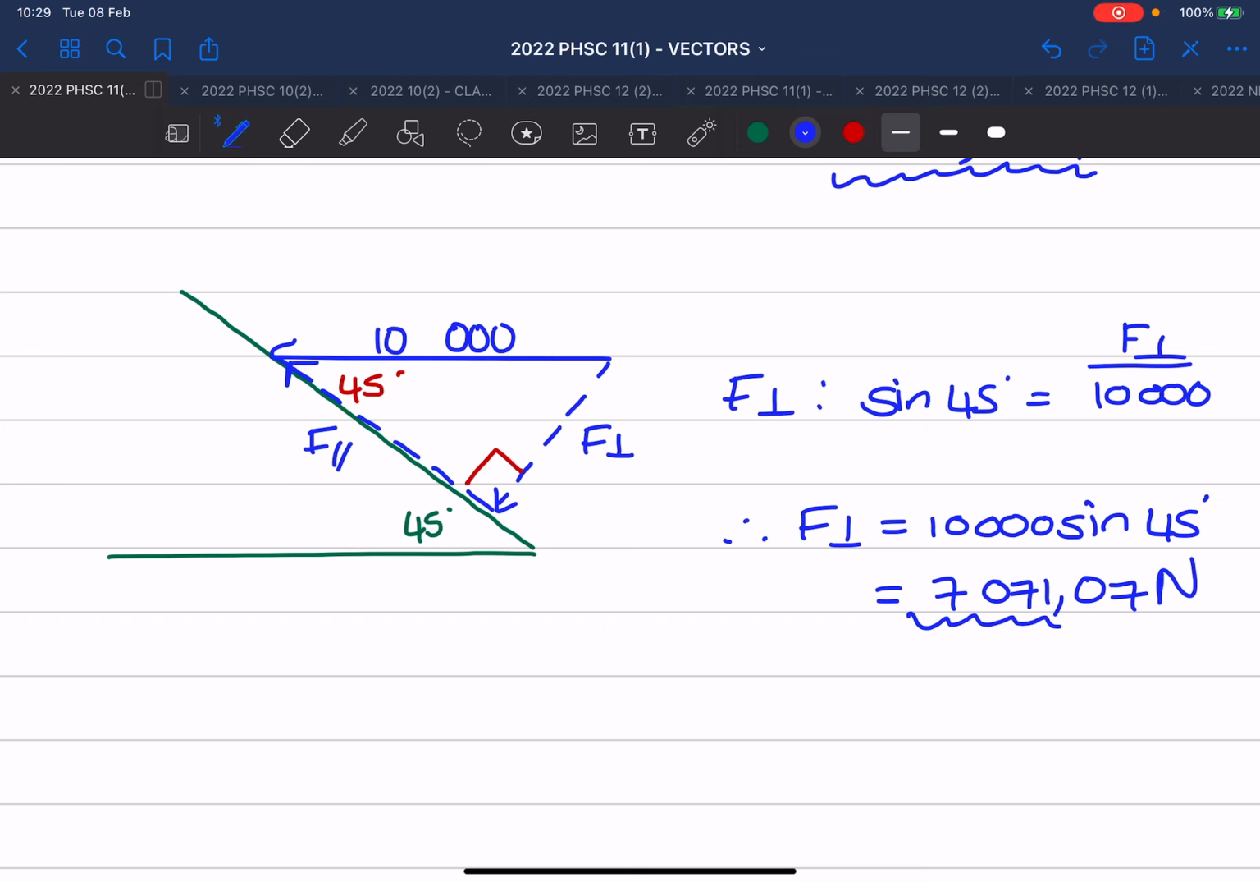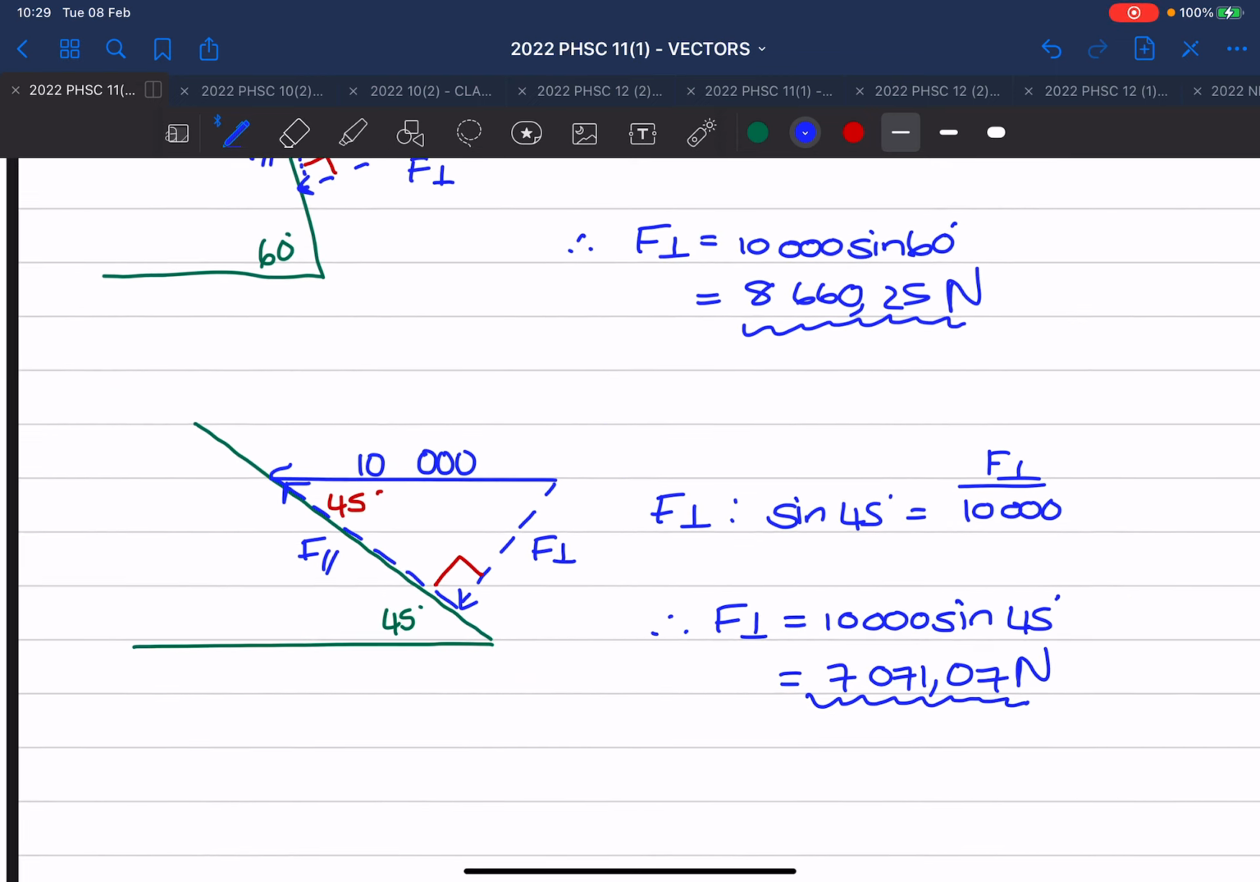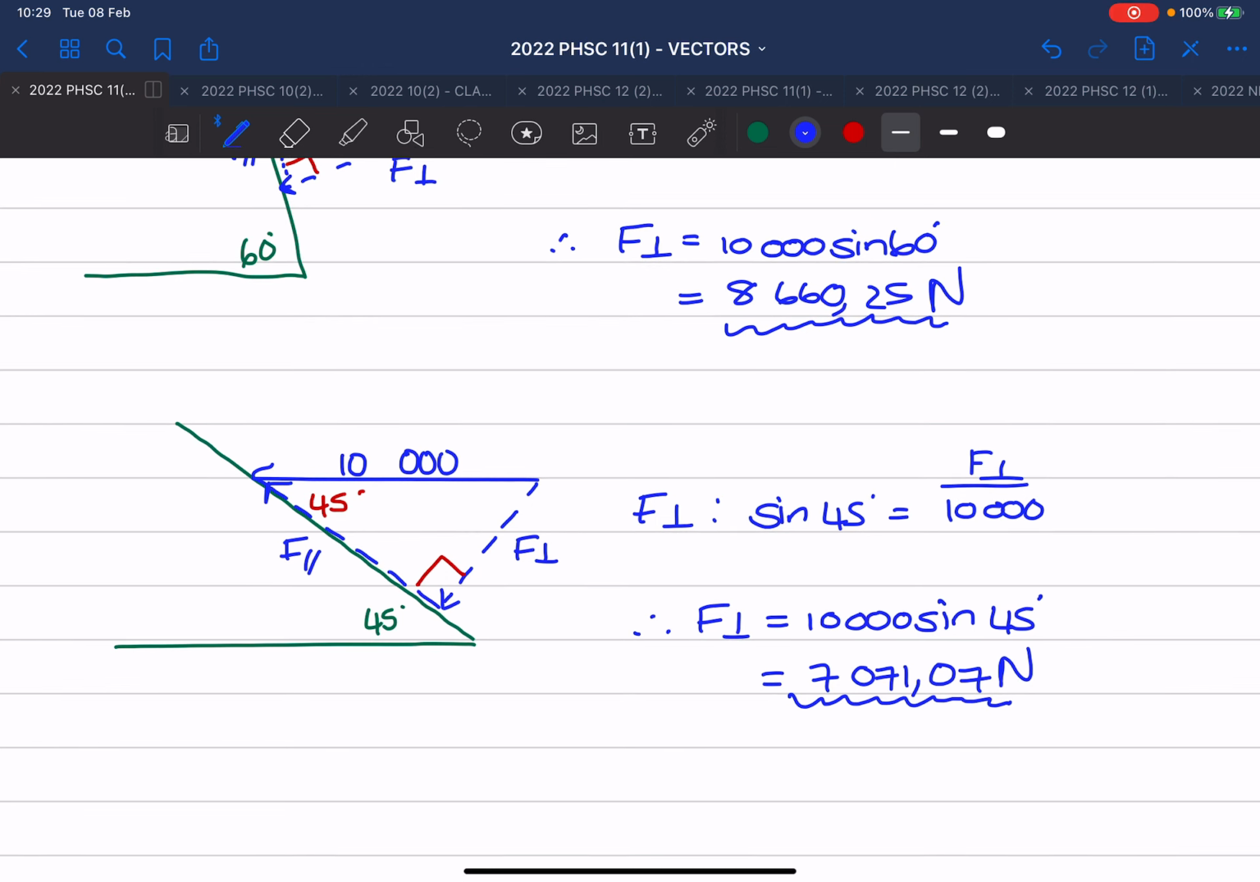0 newtons. Okay, so there we proved that a smaller angle will give you a smaller resistance. Okay. You all with me? Yes. Now we're going to go to the last part of this chapter. Then we start with the matric chapter after this.